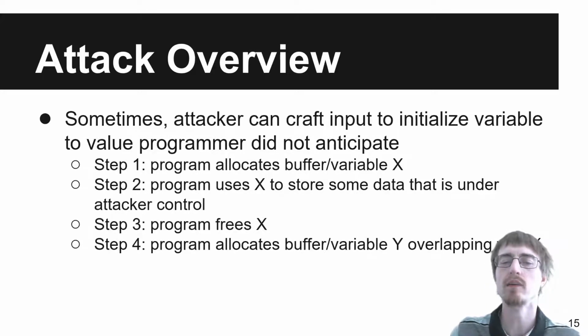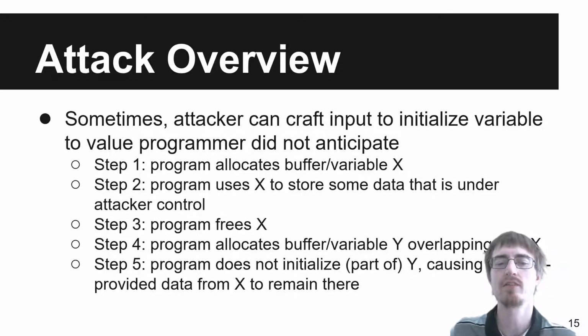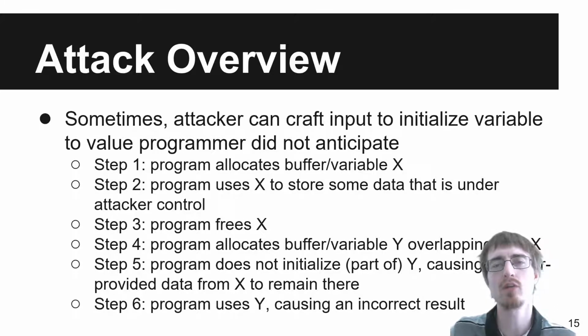But now we allocate another buffer overlapping with it, the buffer y. This is where it diverges from the use after free case. In this case, the program does not initialize y or some part of y, which means that whatever data the attacker put in x remains there. Now x was attacker controlled, but y might not be supposed to be attacker controlled, or there might be restrictions on what a potential user could put there. So the data still remains there, and the programmer probably did not anticipate this data to be user controlled. So the program uses y without initializing it and gets an incorrect result.